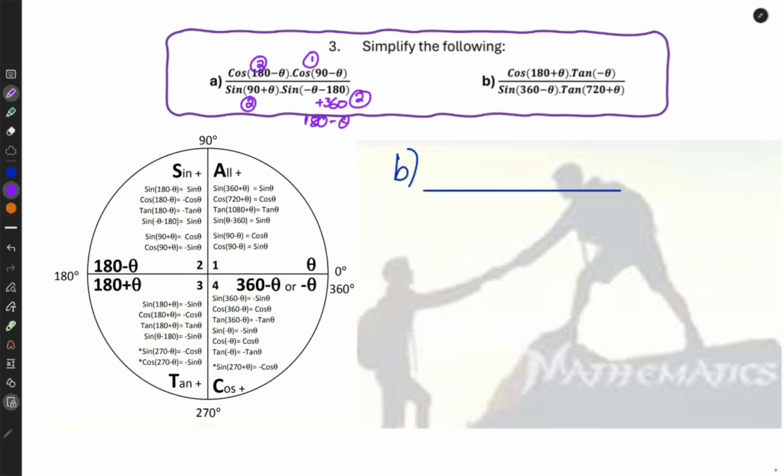Okay, question B. So I'm just going to check quadrants again. I know this is quadrant 3, that's quadrant 4, that's quadrant 4, and then this one is actually quadrant 1. So remember, I can take away 360 as many times as I want, and if I take it away twice, I'm just left with tan theta. So very easy, just means quadrant 1.